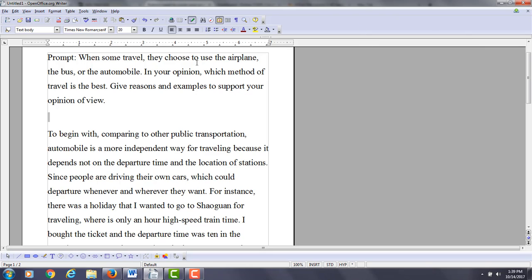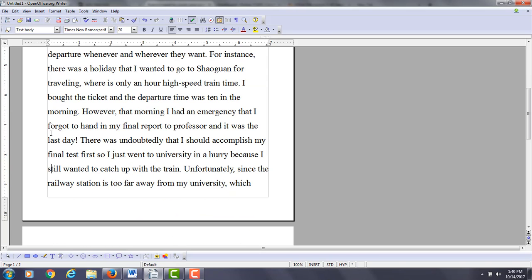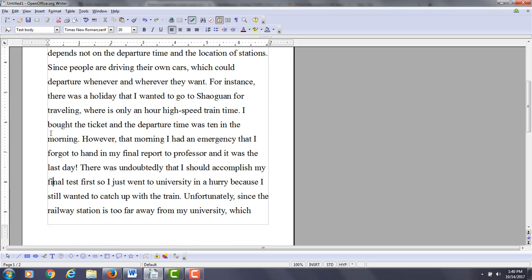So in your case, you already have a thesis, right? And based on that, you're going to develop a paragraph looking at one of the support points. And the point is how automobiles provide more independence for people who travel. That's what you're focusing on here, right? So the thing is you're only focusing on a paragraph, right?